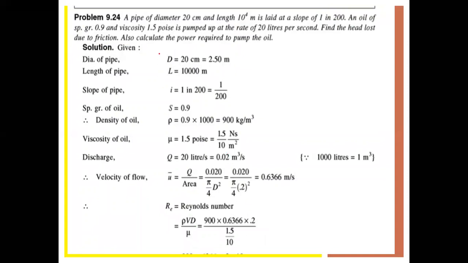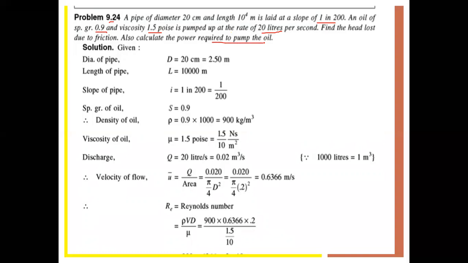Next problem. A pipe of diameter 20 centimeters and length 10 to the power of 4 meters is laid at a slope of 1 in 200. An oil of specific gravity 0.9 and viscosity 1.5 is pumped up at the rate of 20 liters per second. That is Q. Find the head loss due to friction. Also calculate the power required to pump the oil. So this is a generalized question, so you have to think and write.